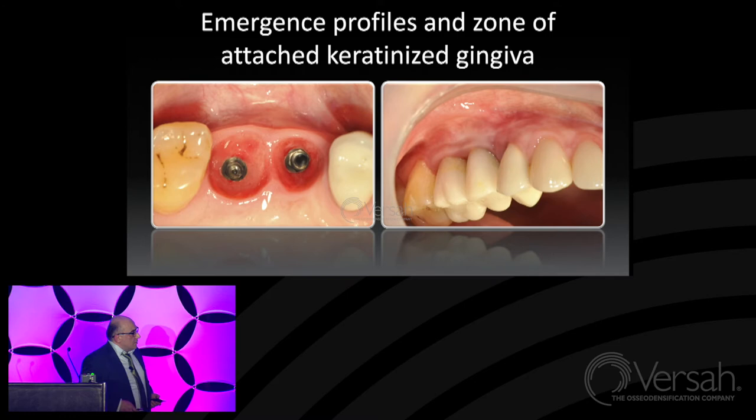And one more time, I want to return. Look at this. I think this is what we have to get in every case. We got ideal emergence profile. We got interdental papilla between two implants and, of course, between the implants and the neighboring tooth.